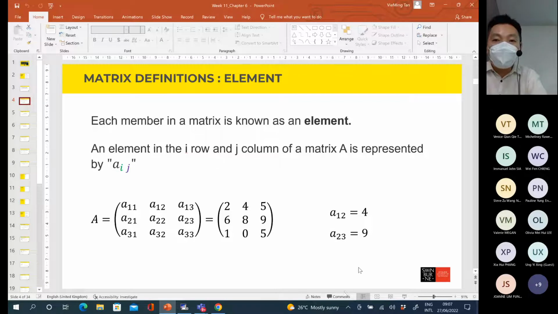Let's pick up another number, number 9, which is this one. So 9 is at the location of row number 2 and third column. So we can name this 9 as A23. The name for this 9 is A23, in order to specify the location of the row and the column for this number.